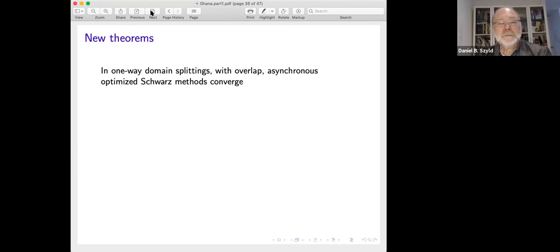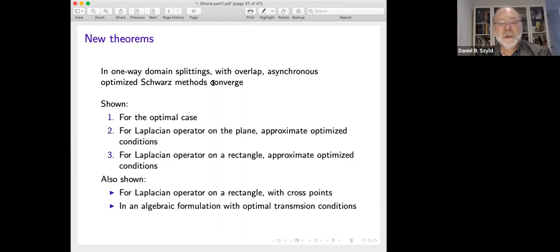So we knew that for general problems, in my work recently, we extended this to asynchronous optimal Schwarz method. If you have one-way domain splitting, which is like I just told you, like a sausage, or stripes, then Schwarz methods converge. We proved several theorems.